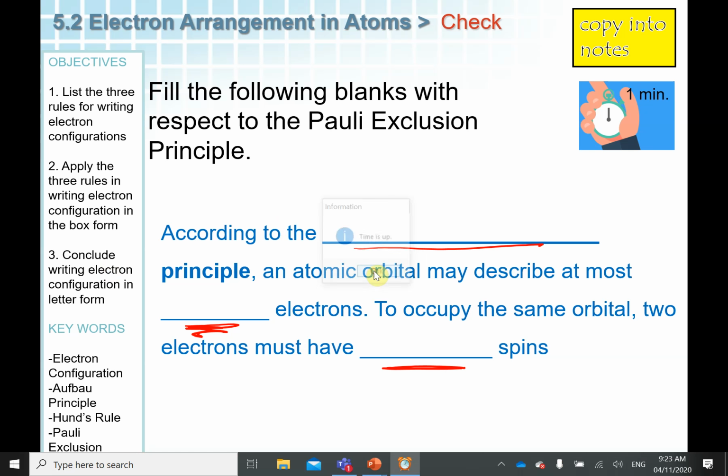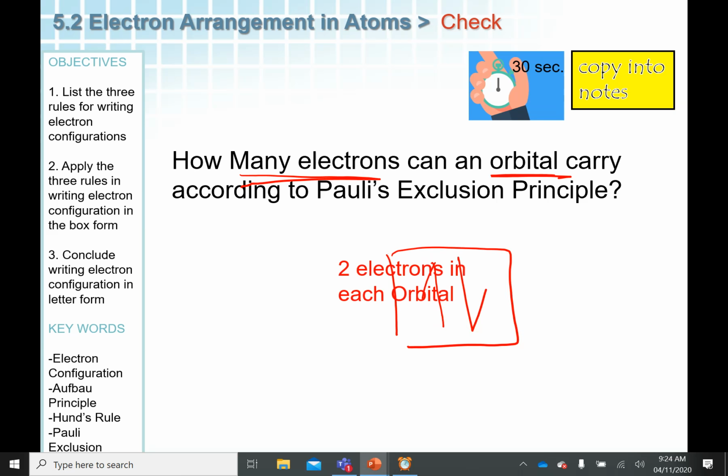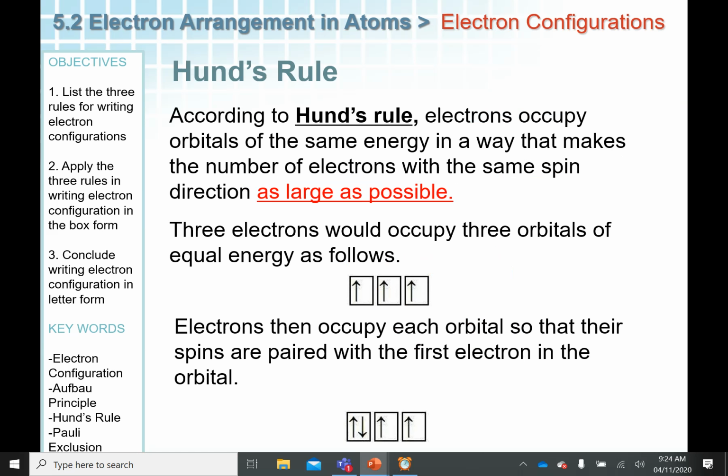Okay, time is up. According to the Pauli exclusion principle, an atomic orbital may describe at most 2 electrons. By the same orbital, 2 electrons must have opposite spins. Now, our last question for now is, how many electrons can an orbital carry according to Pauli's exclusion principle? A very easy question. Definitely 2, right? Of opposite spins.